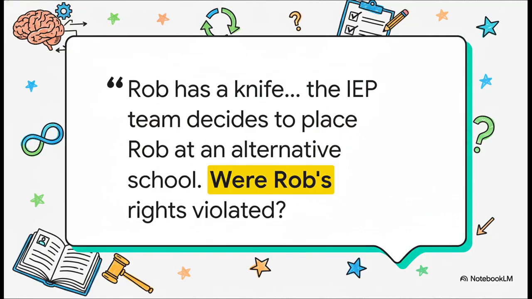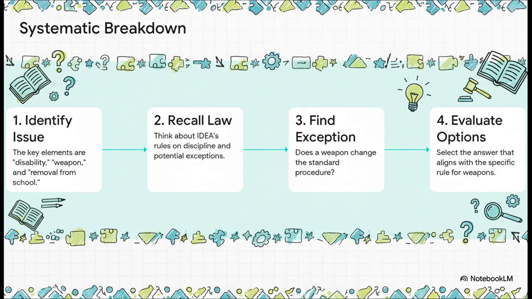Okay, so we've got Rob. He's a student with a disability, and he brings a knife to school. The IEP team moves him to an alternative placement for 45 days. The big question here is, could they legally do that? Were his rights violated? Let's apply our system here.